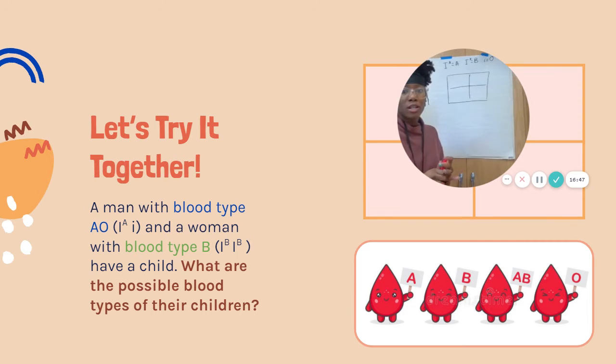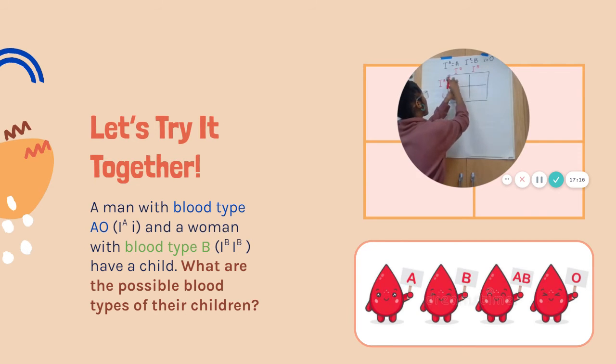So we have a man with this blood type, AO. So we know if he's A, he has an I and an A. If he's O, he also has a little i. This one has a blood type B. She's just IB, IB. Cool. We're doing good. Now let's figure out the middle.